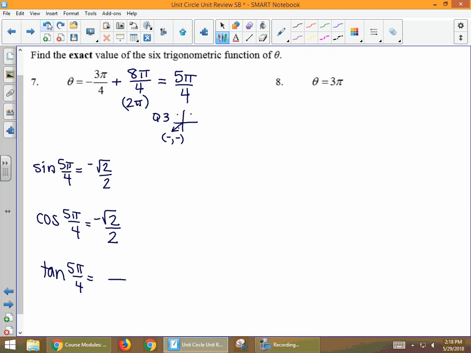Anything divided by itself is 1. And so here you have negative radical 2 over 2 divided by negative radical 2 over 2. The negatives cancel each other. Anything divided by itself is 1. And now we're going to flip those values.